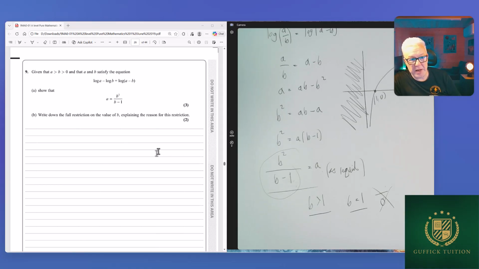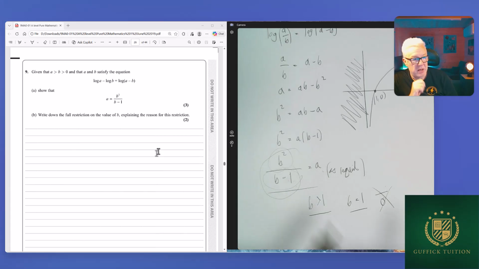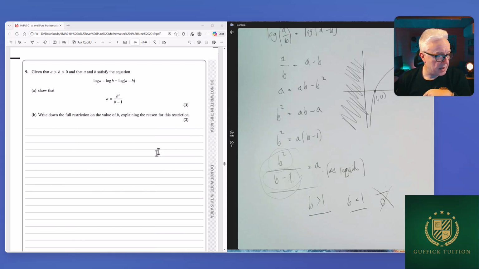So I'm going to say that b must be greater than 1. Because if b is greater than 1, this denominator is going to be positive, that's going to be positive, which means that a is going to be positive. So that's what I would say the condition is. b is greater than 1.